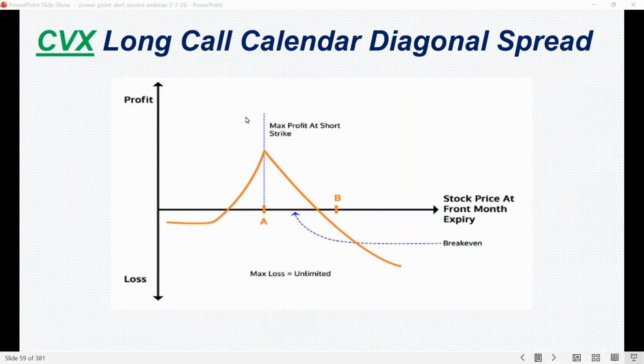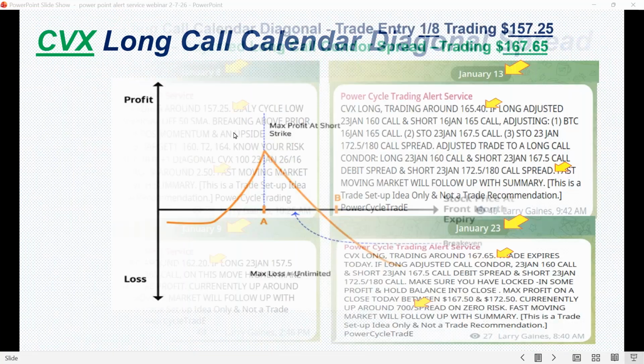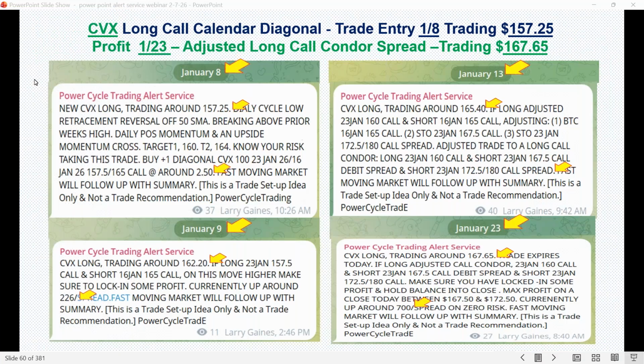Here's another one, Chevron. This one that we recently did as well, that we also adjusted. And this was sent out to all alert members. And so it says new Chevron long. It was traded at that point 157.25. Daily cycle low, retracement reversal, breaking above prior week's high. Daily positive momentum, target 160, 164.